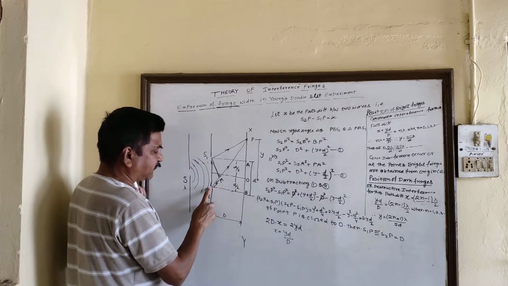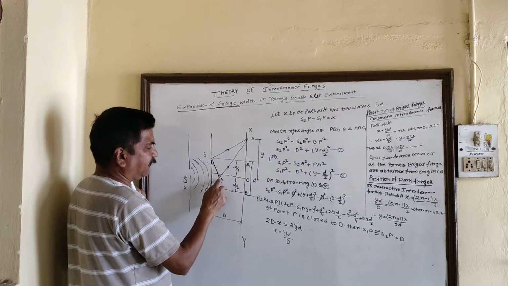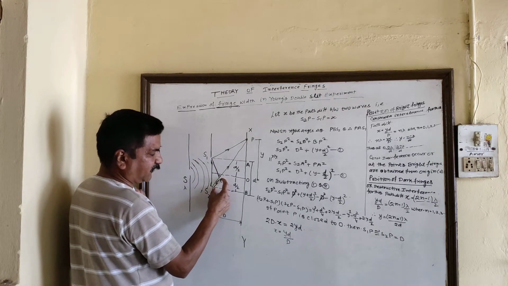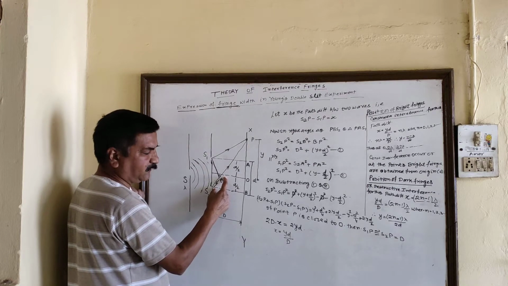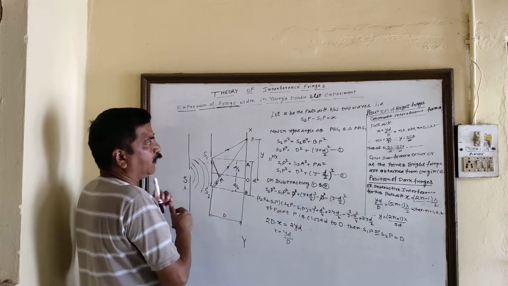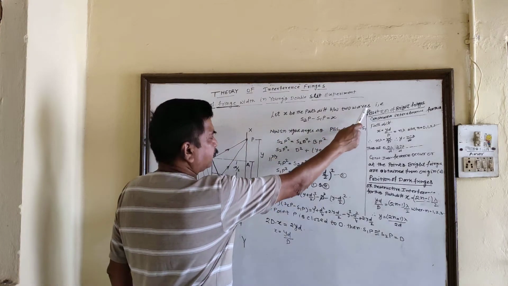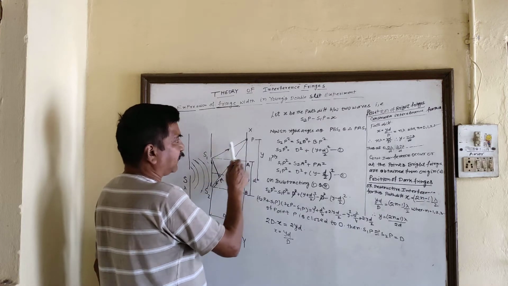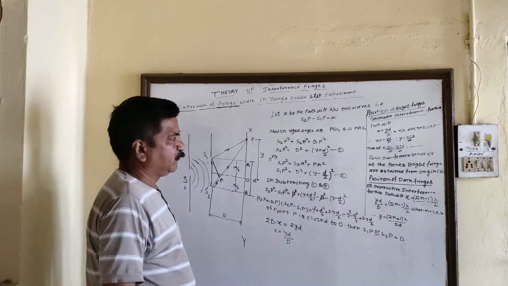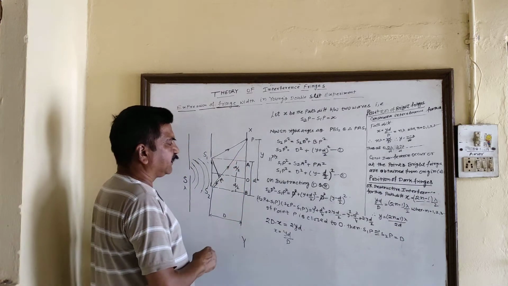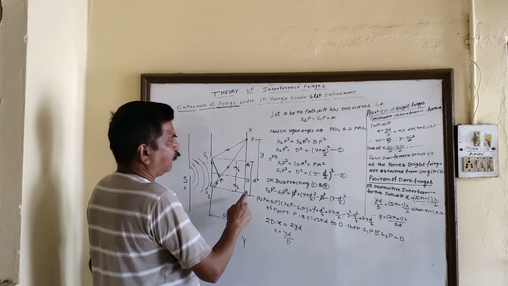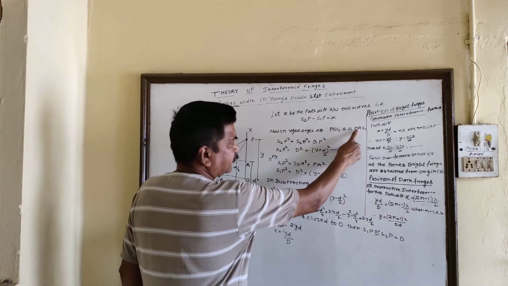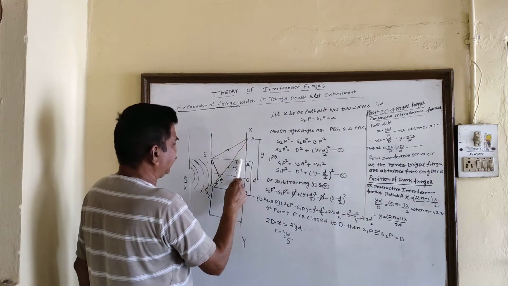In the diagram, this can be obtained by drawing a perpendicular from point S1 on S2P. So this difference of distance is known as what? Path difference. So let x be the path difference between the two waves starting from the sources S1 and S2. So you can write S2P minus S1P is equal to x. Now here you can consider two right angle triangles. One is PBS2, and another is PAS1.